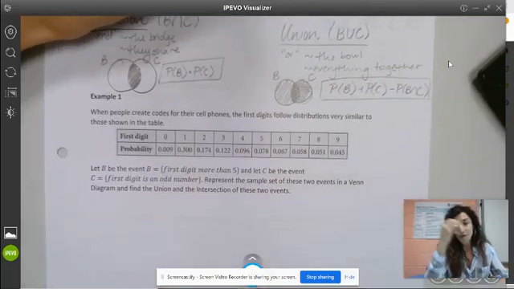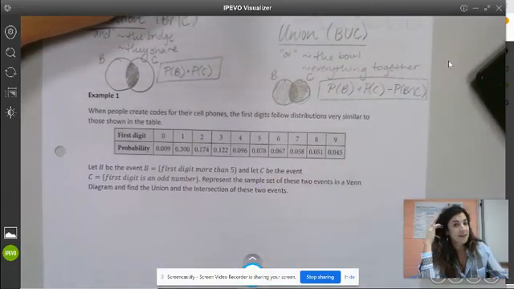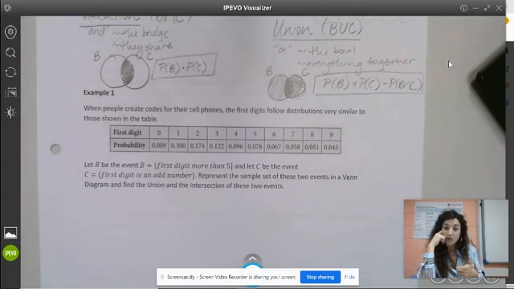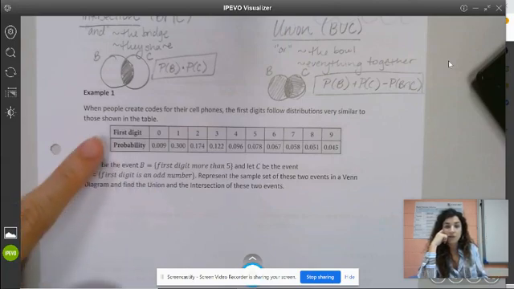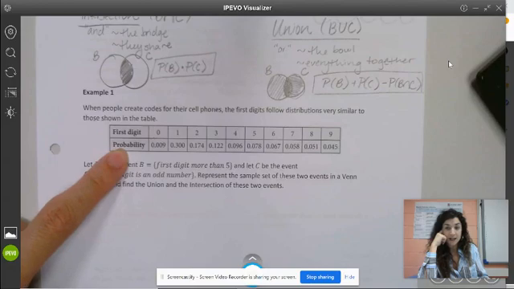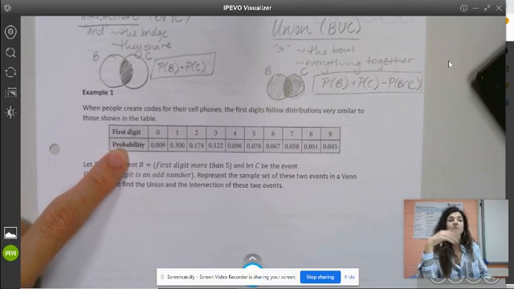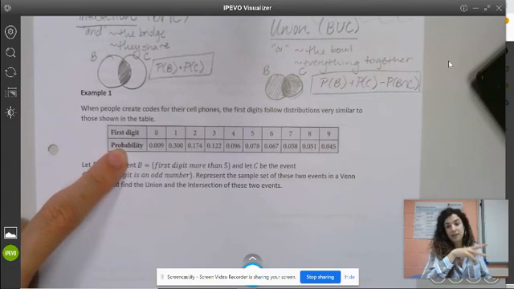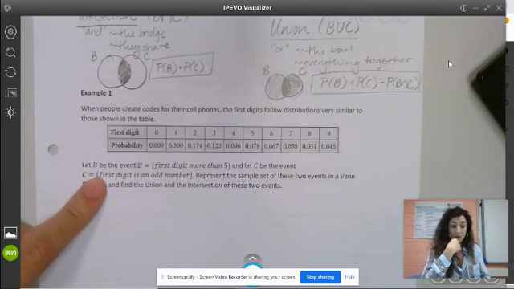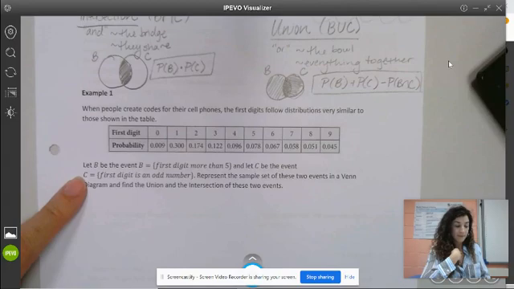So actually, this is exactly the thing that we were talking about last notes, and we're going to revisit it with this idea of the union and the intersection. So we're talking about creating codes for cell phones, right? The little code that unlocks. Distributions very similar to the table below. So this is a relative frequency probability, which means that they've done tests, and these are the numbers of which it appears. So this is not an equally likely probability.